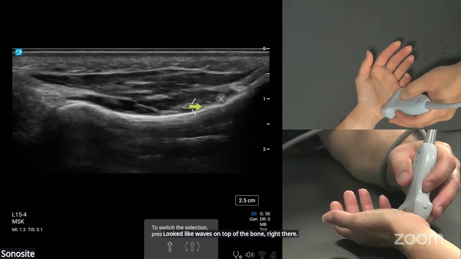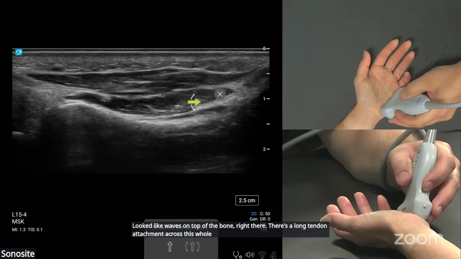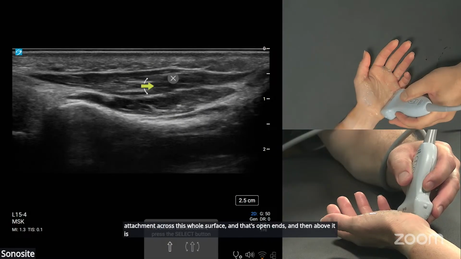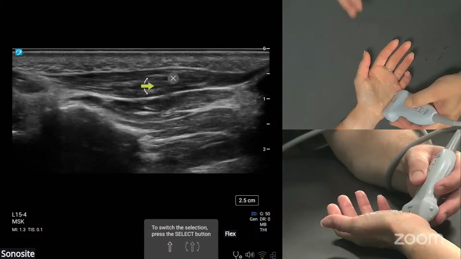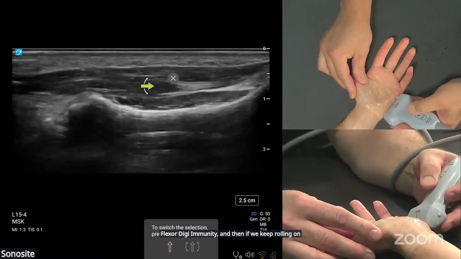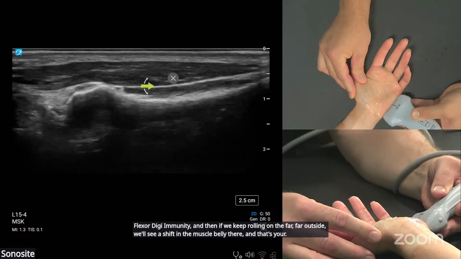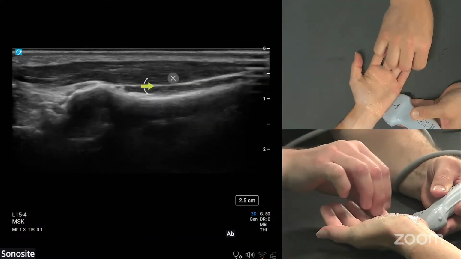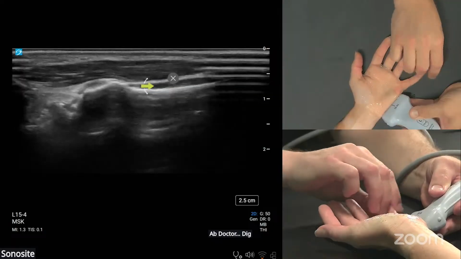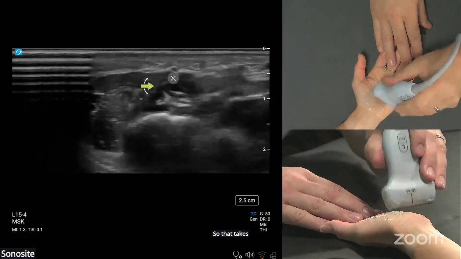There's a long tendon attachment across this whole surface, and that's open ends. And then above it is flexor digiti minimi. And then if we keep rolling on the far, far outside, we'll see a shift in the muscle belly there, and that's your abductor digiti minimi on the outside. So that takes care of the side walls.